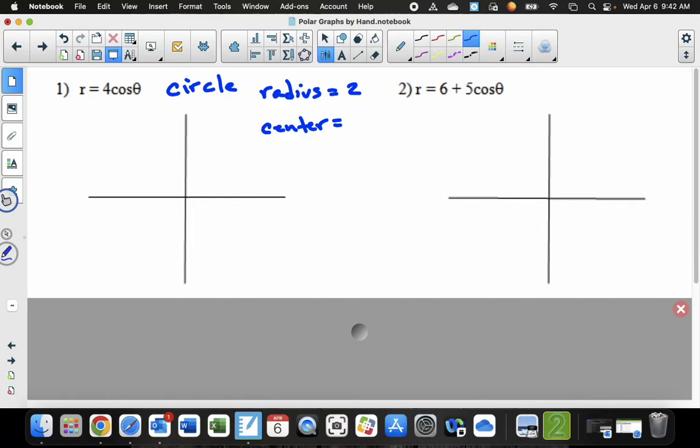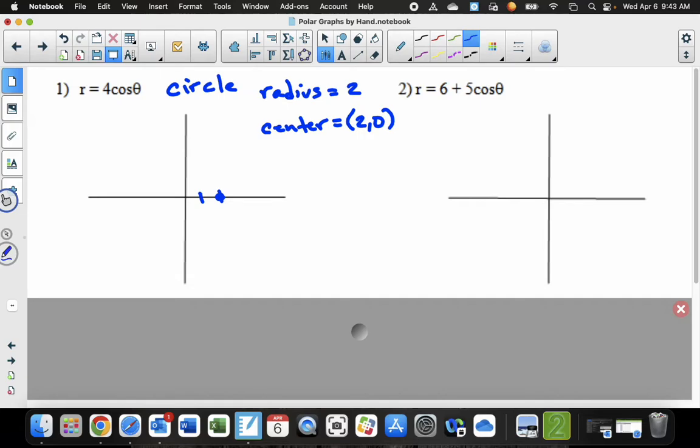Where's the center of the circle located? Now, we know it's also 2, but is it 2 on the positive x? Is it 2 on the positive y? Based on the equation, which one is it? Because the 4 is positive and cosine is x, that tells you you're on the positive side of the x-axis, which means the center is the point (2, 0). So there's the center of my circle.